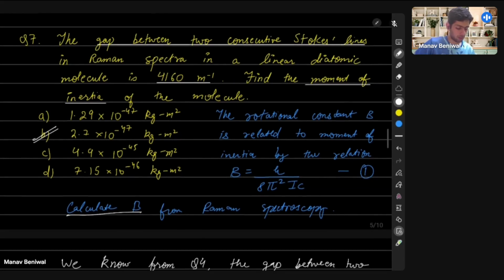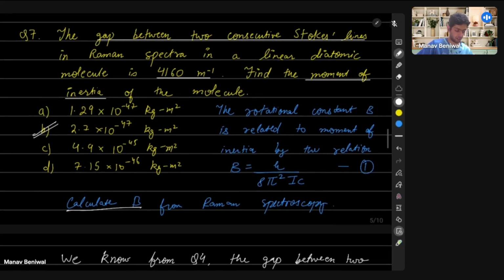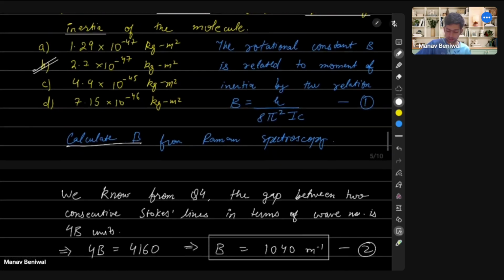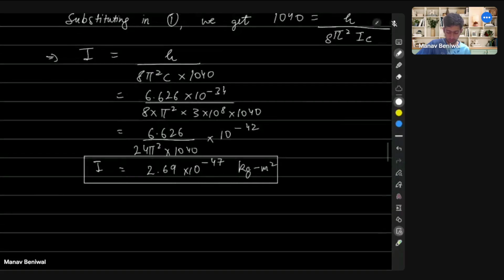So what this means is that we can use Raman spectroscopy to find the moment of inertia of the molecule. You can see that this number is very, very small, but still we are getting a very good approximation for the moment of inertia of a linear diatomic molecule, just by doing spectroscopy. Okay, so that's good.